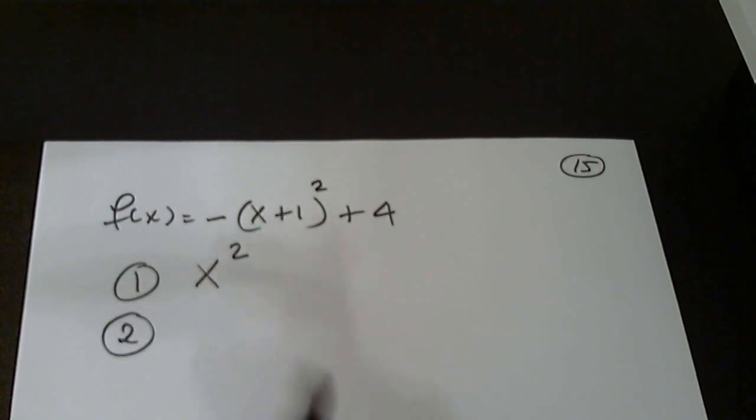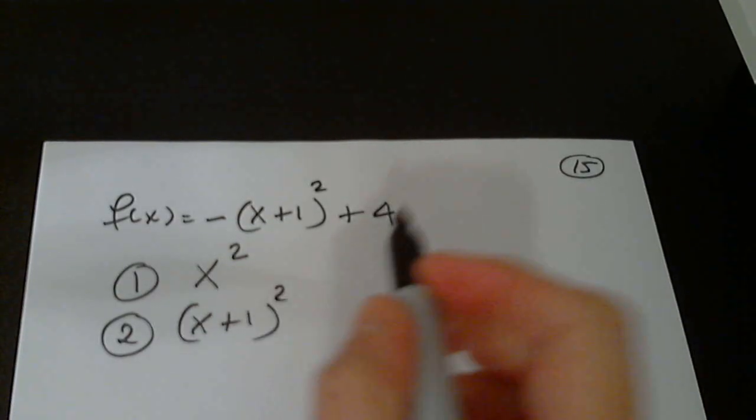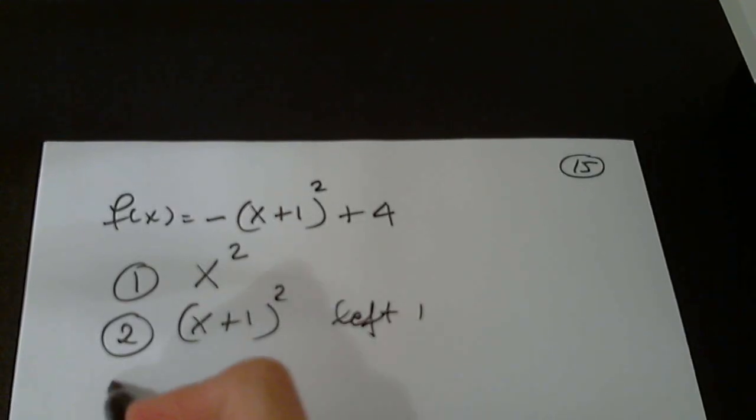Very good. 2 is a transformation on x squared, but I have to present the first transformation that needs to be performed on x based on order of operations. What will be the first step? The first transformation. Move 1 to the left. Excellent. So indeed, x plus 1 squared, left 1.